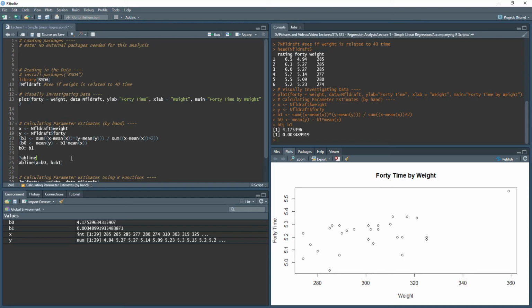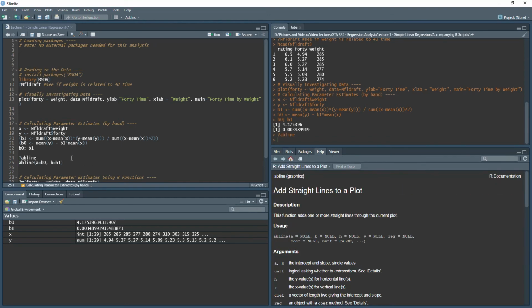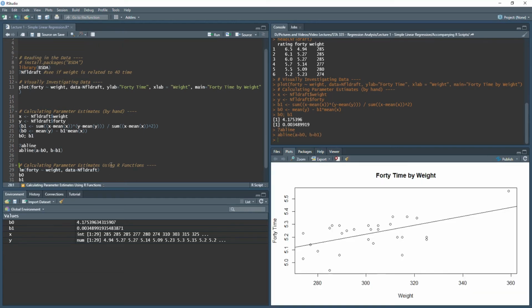Now we've already done AB line in a previous R video, but now let's look at a little bit of the documentation. AB line adds straight line to a plot, and it has a whole bunch of different things that we didn't look at last time. Specifically, it has the arguments A and B, which can be the intercept and the slope. So if I'm looking at adding my value, recall that B0 is the intercept, that would be A, and B1 is the slope, that would be B. And now I can do AB line using my custom created regression parameters and see how this line fits.